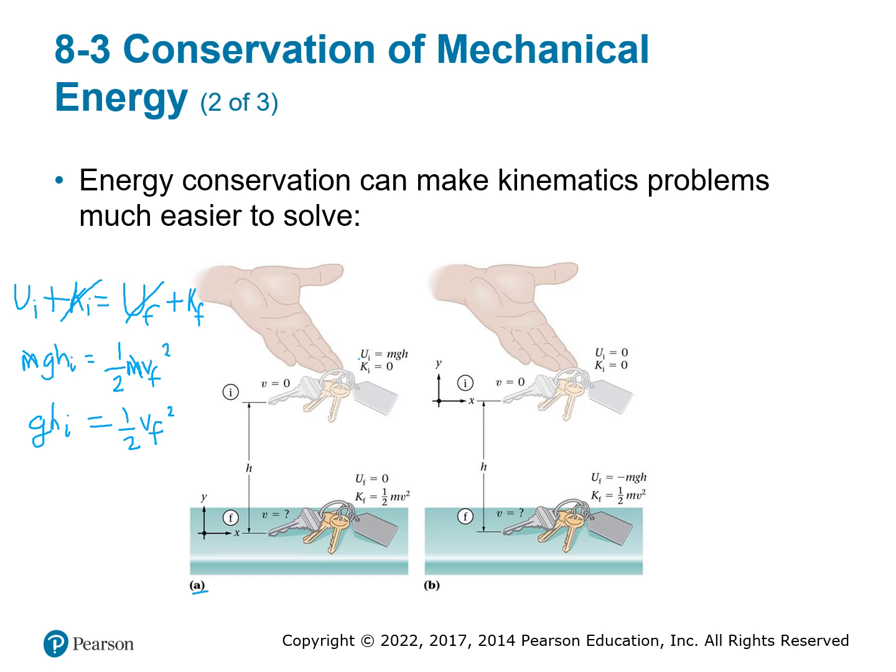You can rearrange to find velocity. So if you multiply by 2 on both sides, right, get rid of that fraction. Then to get rid of the squared, just take the square root. So you can say final velocity of the keys in this case, square root of 2 times gravity times the initial height.